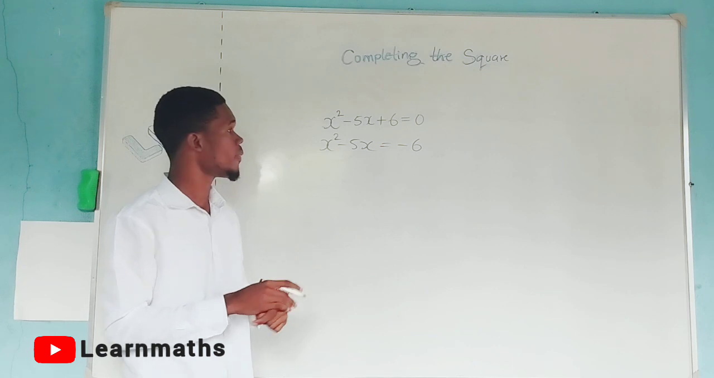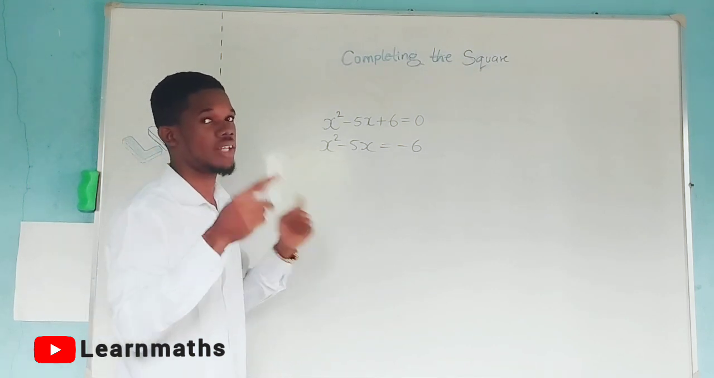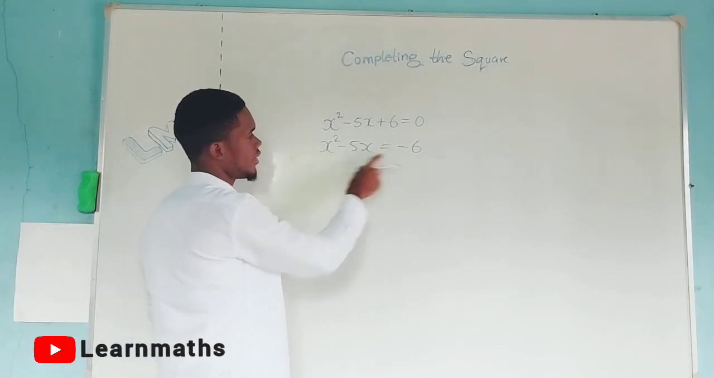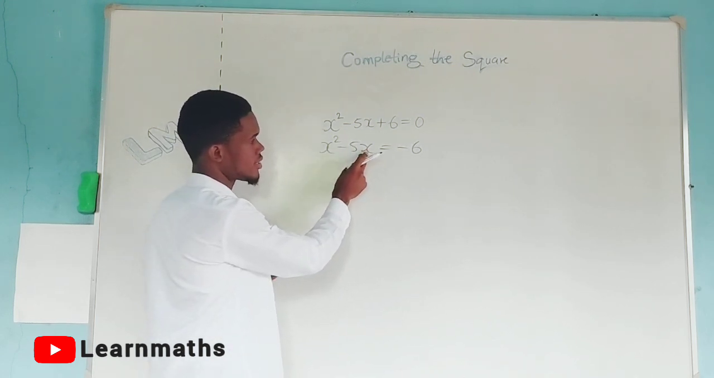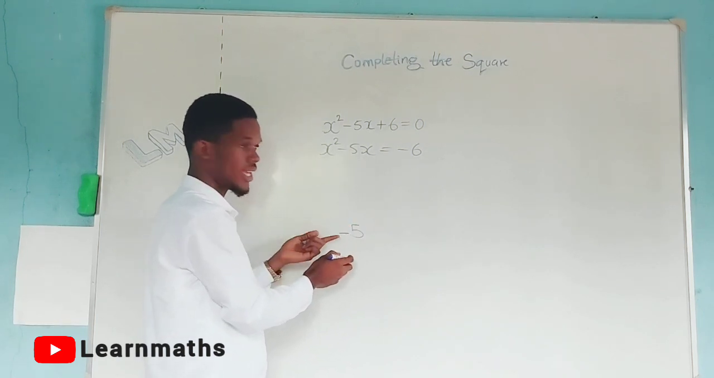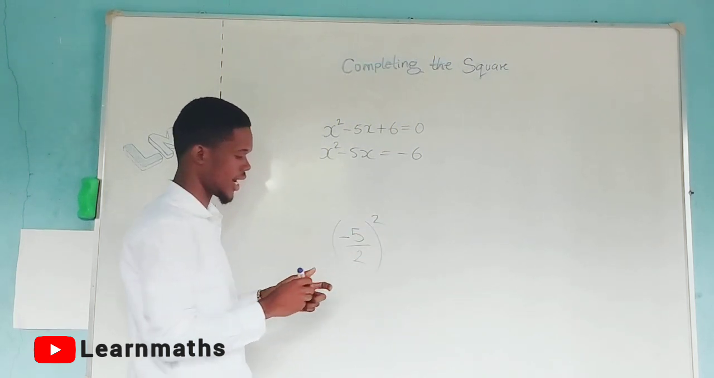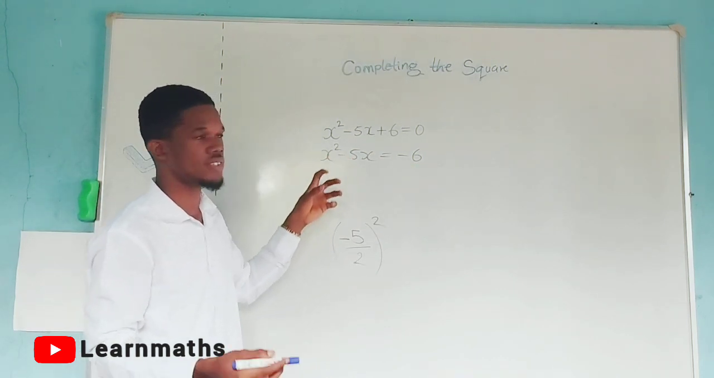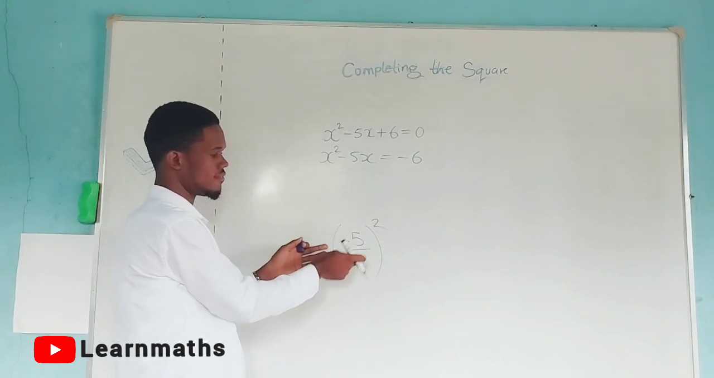Now what's the third step? You add to both sides half the coefficient of x. Now what is the coefficient of x here? Negative 5, right? You know the coefficient of x is the number close to x, which is negative 5. Now half of negative 5 is negative 5 over 2. Then squared, right? Remember I said the third step is this: add to both sides half the coefficient of x, squared. So this is what we are going to be adding to both sides. Half of negative 5, squared.